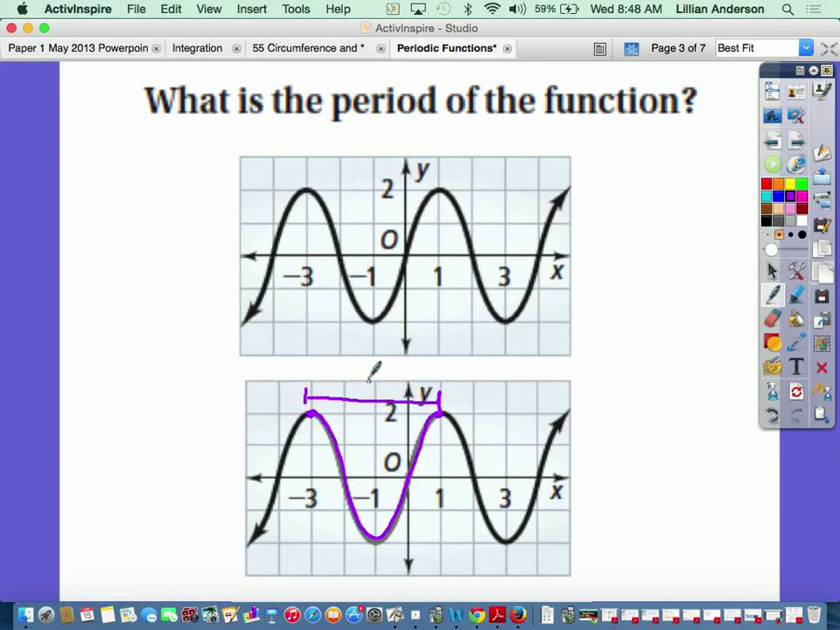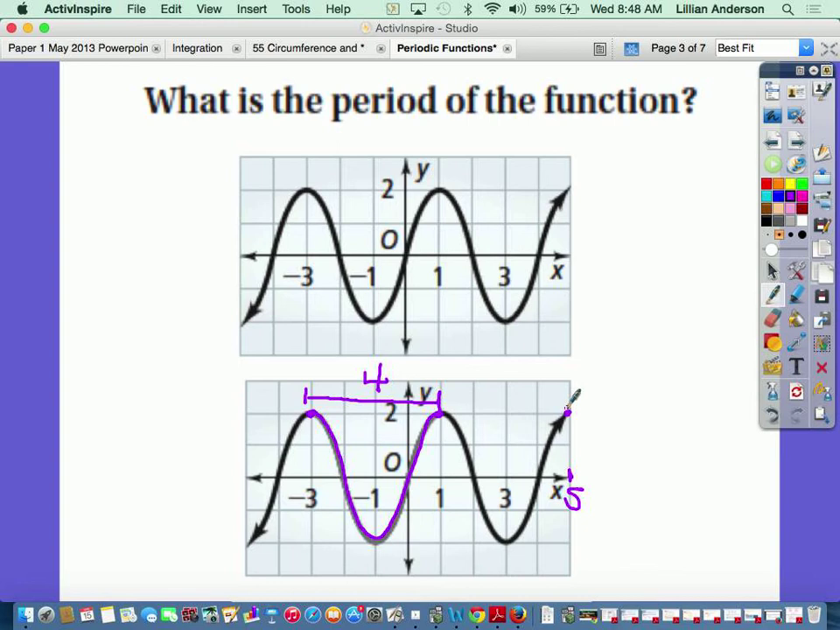How long? 4 units. So that means the period of this function would be 4. So after every 4 units, I'm going to be back at a maximum. Okay? So if I wanted to continue this curve, here at 1, I go down, I go back up. This value at 5, I'm at another maximum. If I wanted to draw another cycle, where should my next maximum point be?